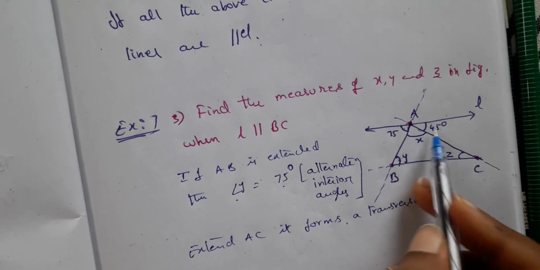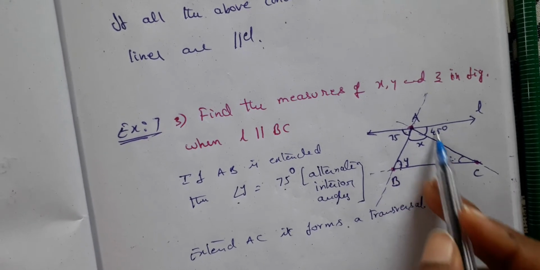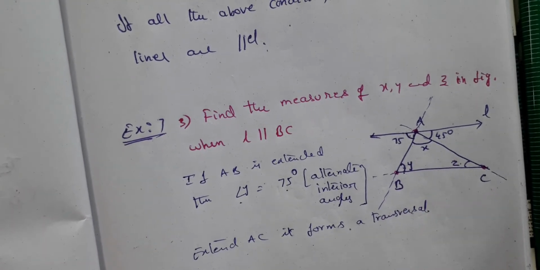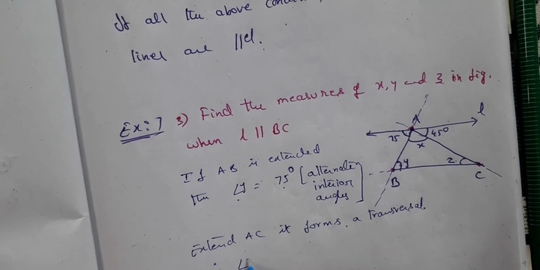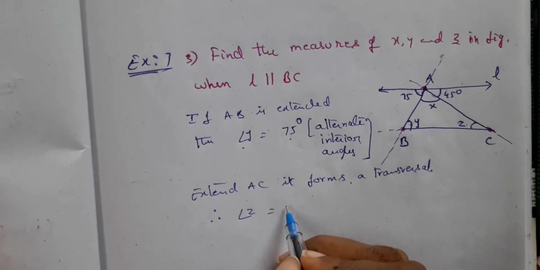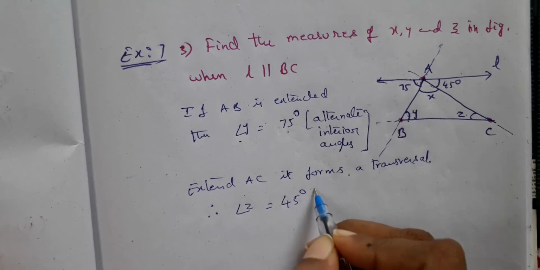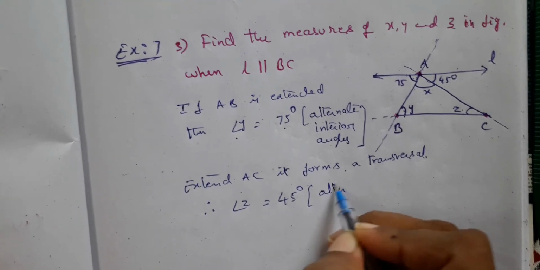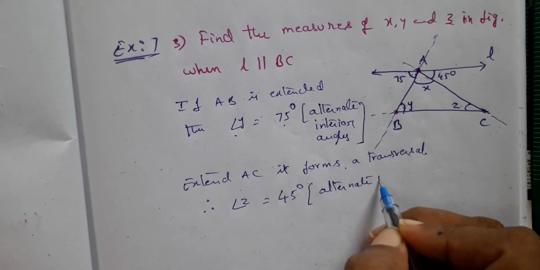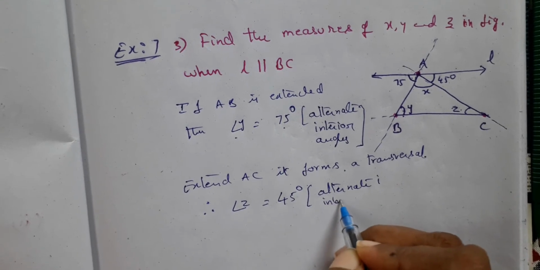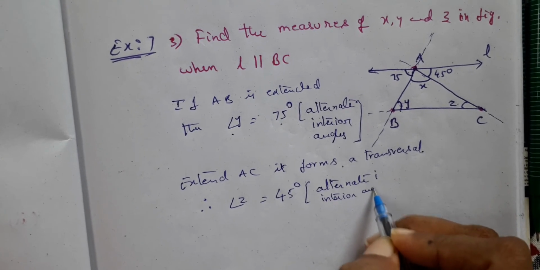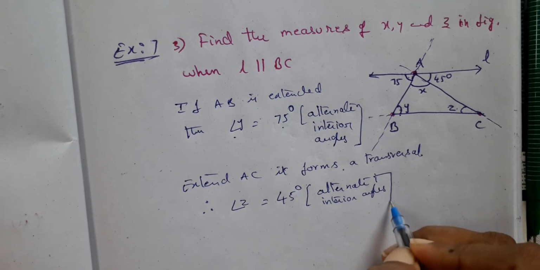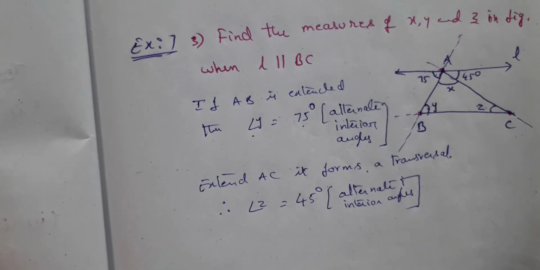Transversal. So therefore, again these two are interior alternate angles. So therefore, angle Z is equal to 45 degrees. Same reason. Alternate interior angles. Okay, children.